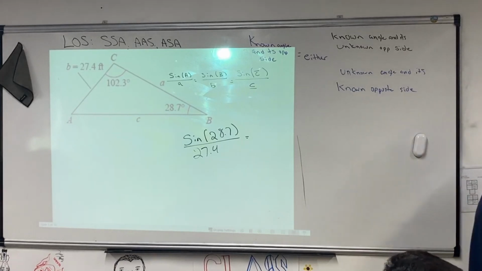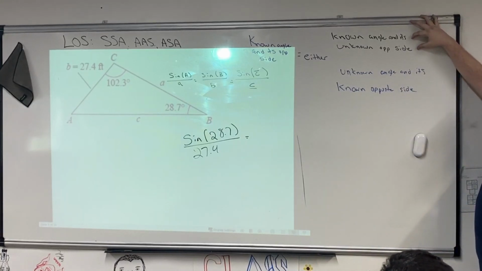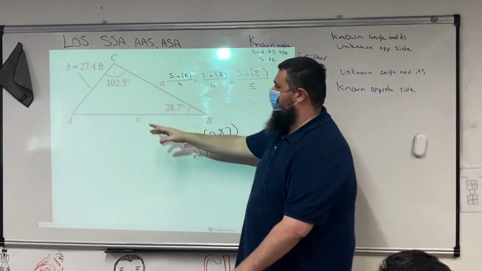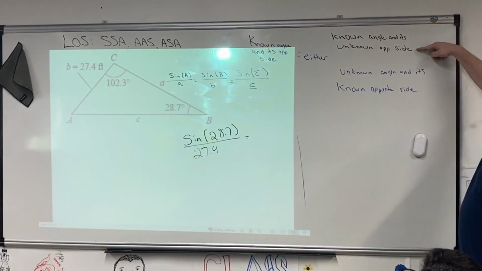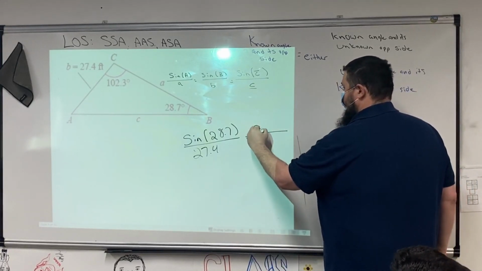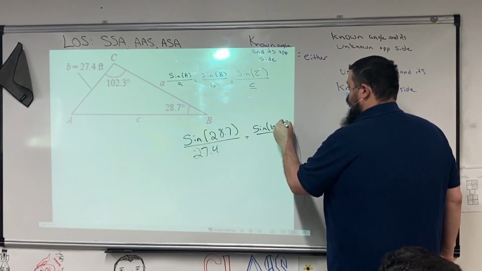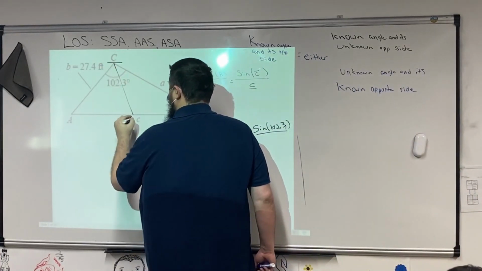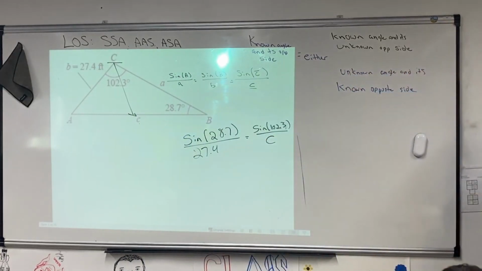Callie, I need to know on this, I either need a known angle and a side that's opposite of it that's unknown, or I need an unknown angle and its known opposite side. I've already used 27.4. Do I know any other side lengths? So I know right now I'm going to have to use opposite side. So, what angle do I know? So this is going to be sine 102.3 over... well, 102.3 is at angle C, and opposite of that is C, so I'm going to do that. And that's how we set these up.